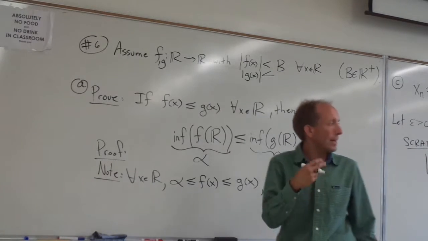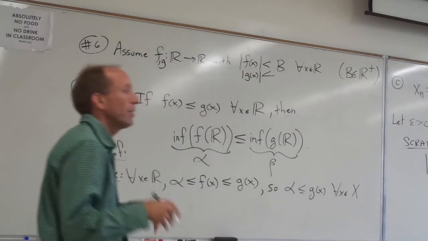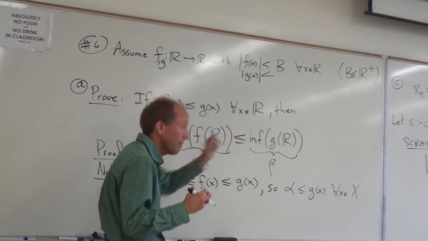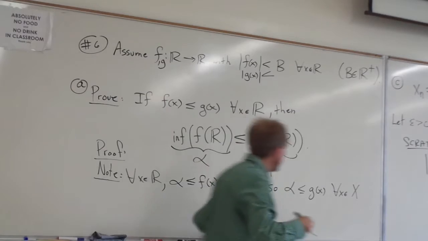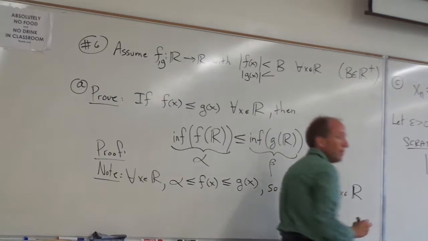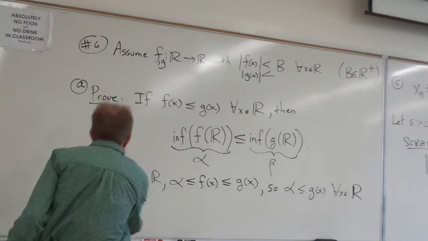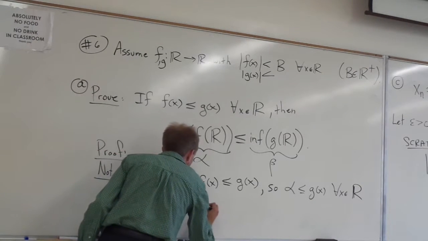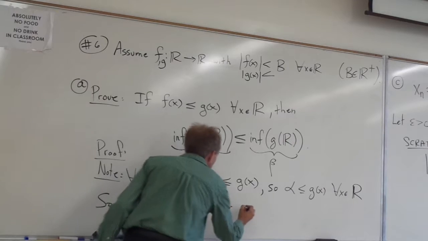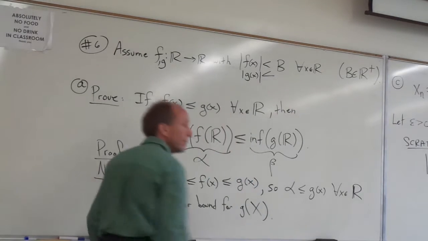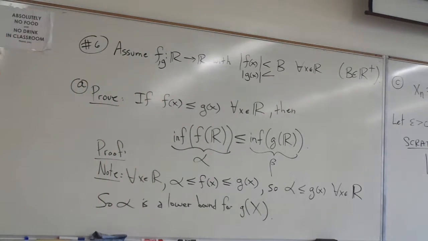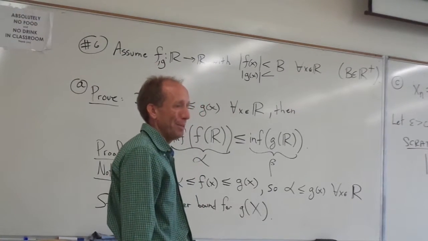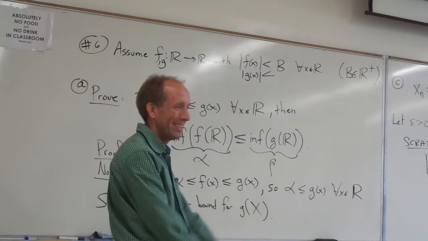Okay, and so what does that tell you? Alpha is a lower bound for g of, oh, I wrote capital X here, I meant real numbers R, sorry. So alpha is a lower bound for g of capital X. Fair enough? Okay, so now I'm ready for somebody to tell me why I'm done with the proof.